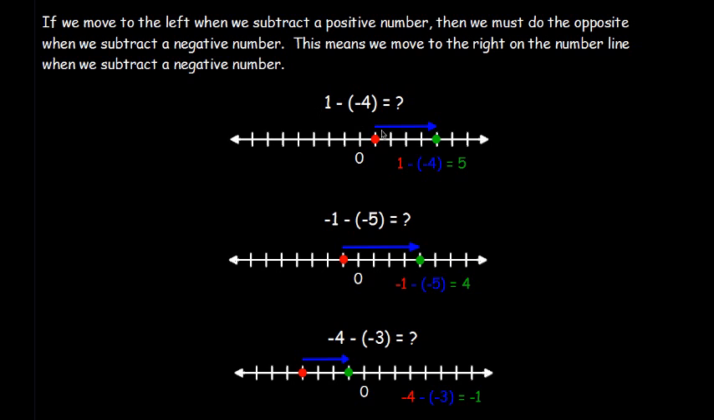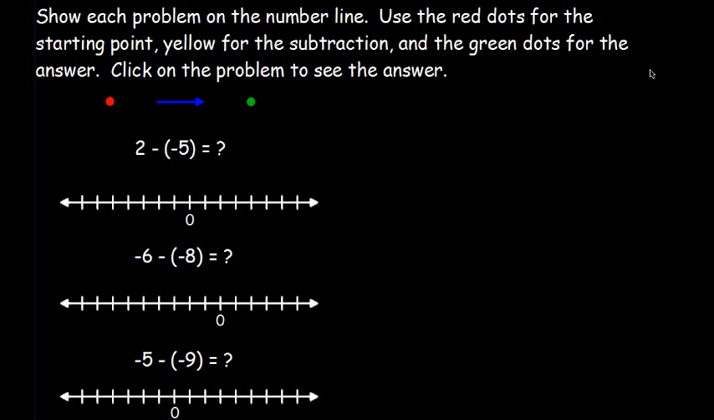So 1 minus negative 4 is positive 5. Negative 1 minus negative 5, positive 4. Negative 4 minus negative 3, negative 1. Alright, so we're going to take a look at this. Start at the 2. You're minusing a negative, so that's making me go to the right. A negative 5, so that means 5 right. 1, 2, 3, 4, 5. So I'm gonna end right here. We can go ahead and stretch our arrow. So that's gonna end up at 7.